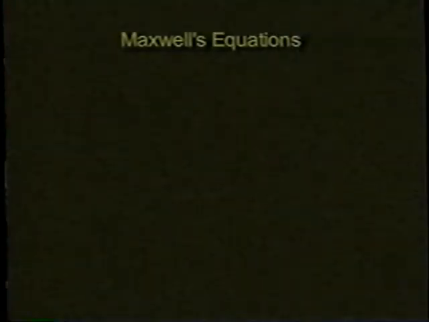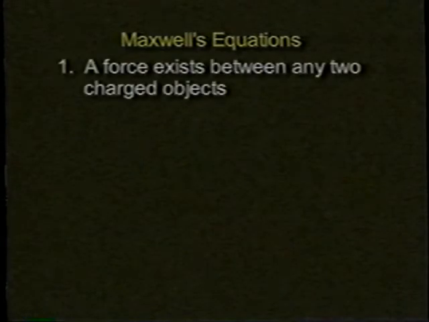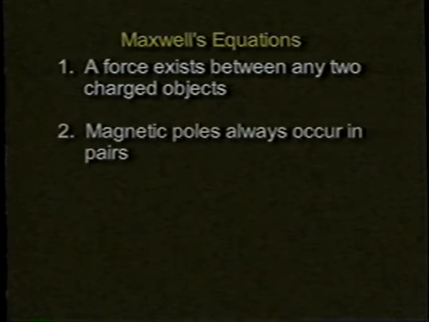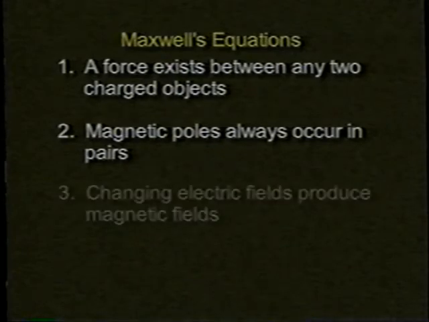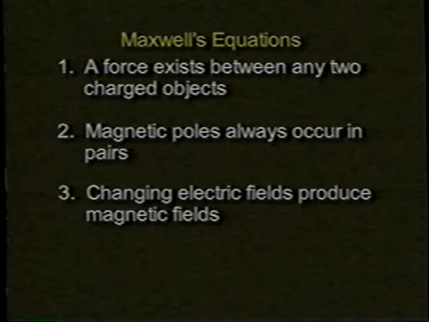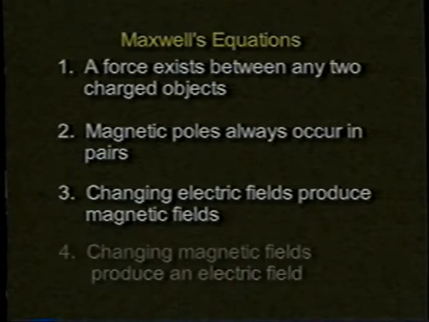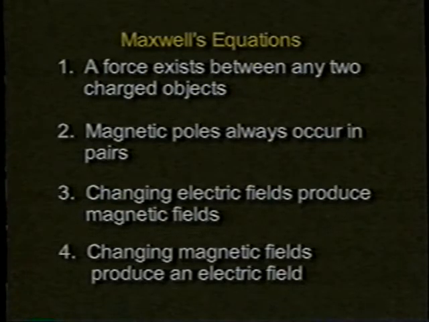The first equation is just a restatement of Coulomb's law. That is, a force exists between any 2 electrical charged objects. The force is proportional to the charges. It's inversely proportional to the square of the distance between the charges. The second equation describes the magnetic phenomenon and says that every magnet has to have 2 poles, a north pole and a south pole. There are no magnetic monopoles in nature. The third equation says that changing an electric field produces magnetic effects. And the symmetrical fourth equation says that changing magnetic fields produces electricity.